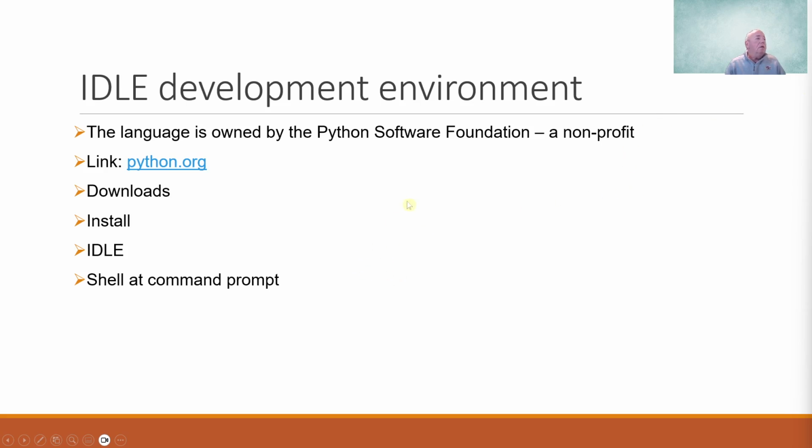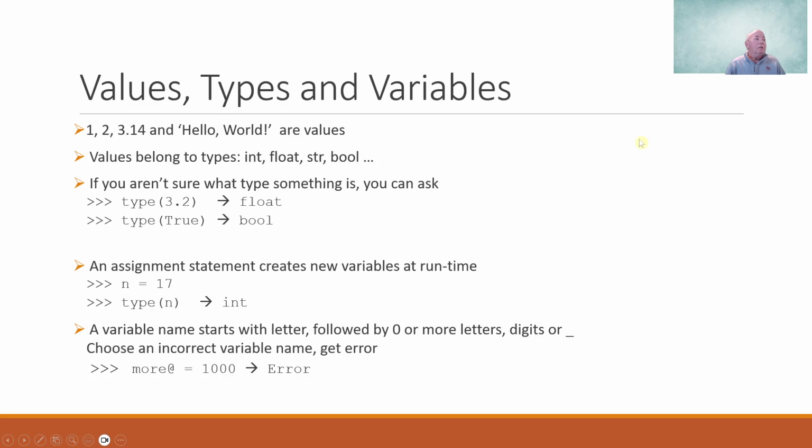All right, next slide. So we're going to talk about values, types, and variables. We've already mentioned this before, but we need to be distinct between what these three things mean. So values are values.